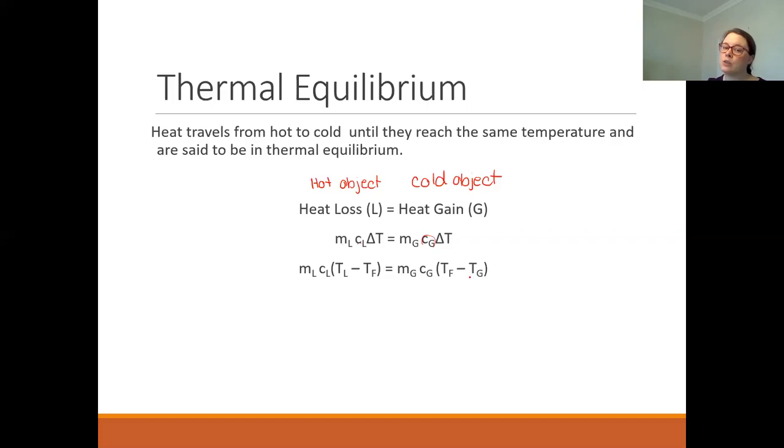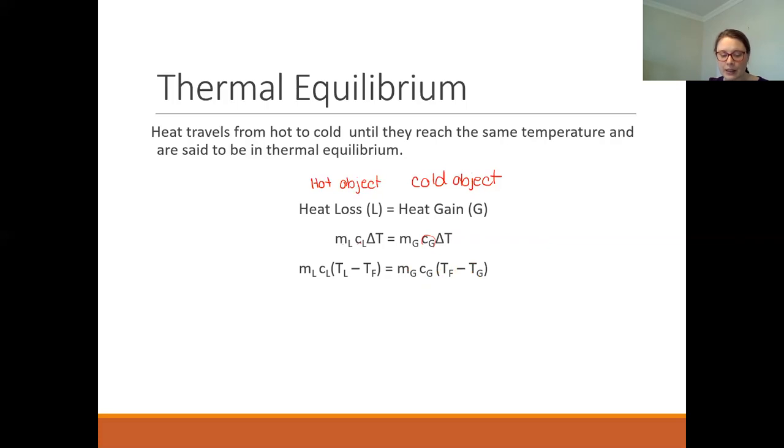And that's going to be equal to, over here, the equilibrium temperature first, because it's going to be the higher value. This object is gaining heat, so we put the highest temperature first, and then we subtract the original temperature, or the original colder temperature. So it just gives us positive values by doing it that way.